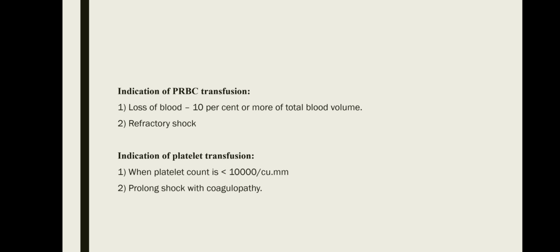Now the vital indications for PRBC transfusion. We give PRBC transfusion if there is severe blood loss, that means the vital parameters are deteriorating and the hematocrit is also decreasing, which indicates severe bleeding. That means 10% or more blood volume loss, and there is refractory shock. These are the two indications for giving PRBC transfusion at a rate of 5 ml per kg.